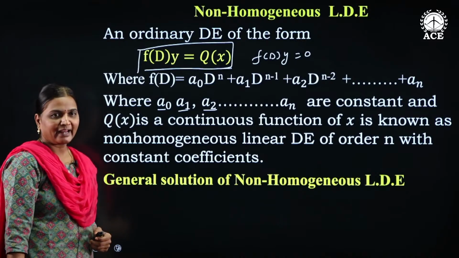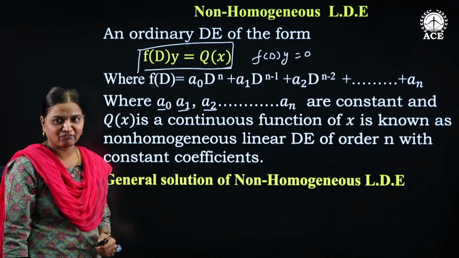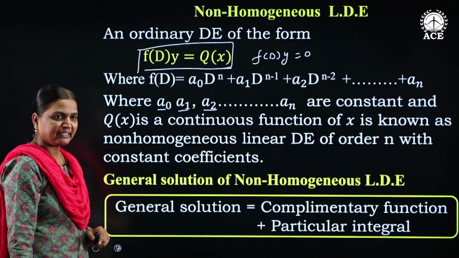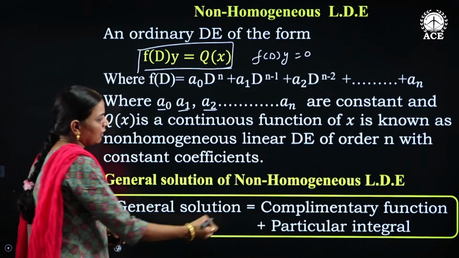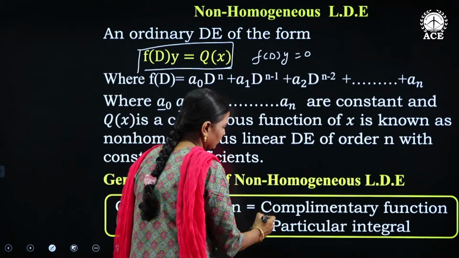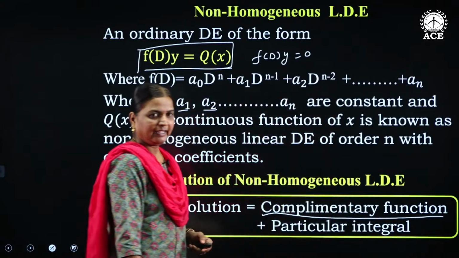So how to write its general solution? The general solution of a non-homogeneous differential equation is in two parts. The general solution is equal to complementary function plus particular integral. These two terms are very important: complementary function plus particular integral.